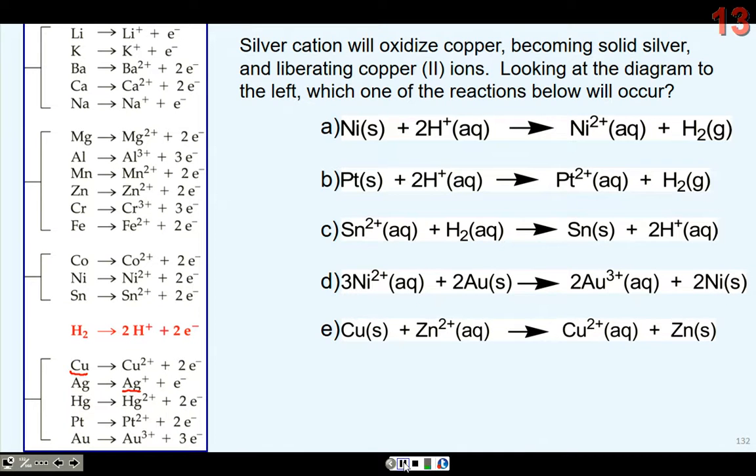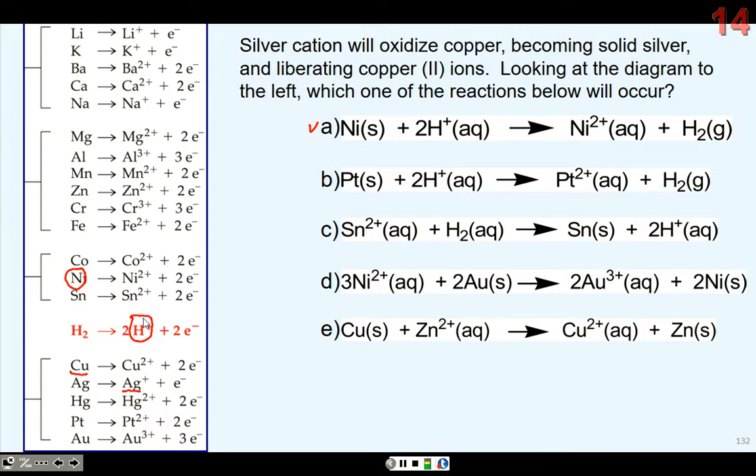So let's look at the first choice, nickel and hydrogen. Well, here's nickel right there. And is it going to react with hydrogen ions? Aha, the metal has to be above the ion in the series. So that looks good. Let's check with the other ones and verify whether they would work.